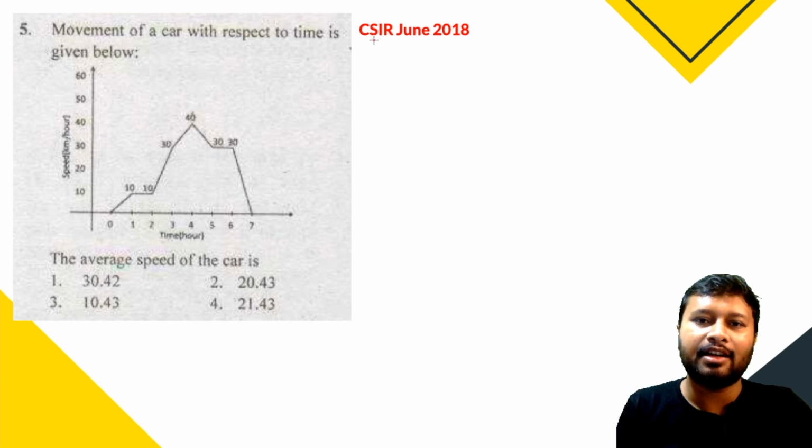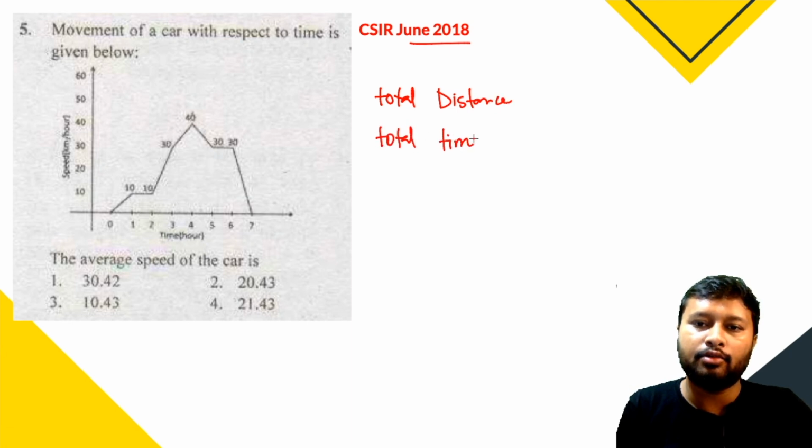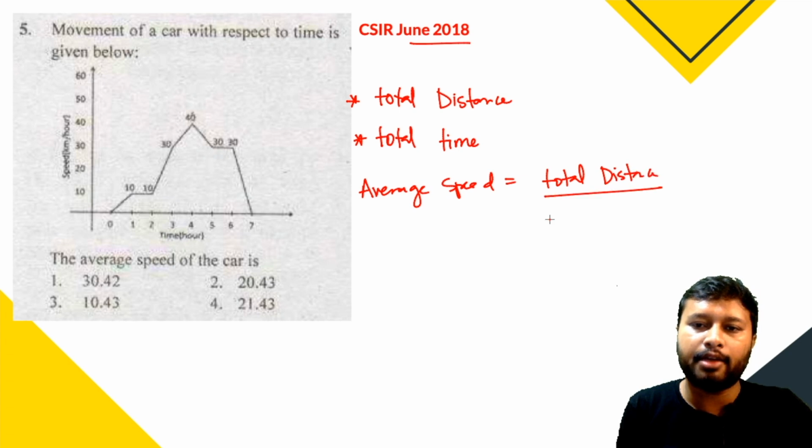You can see it's a question which was asked in the CSIR June 2018 exam. It says the movement of a car with respect to time is given below. The average speed of the car you have to find out. So to do this type of question, you first of all need to find out total distance, and then you have to find out total time. You need to find out both these things, then only you can find out average speed, which is equal to total distance divided by total time.